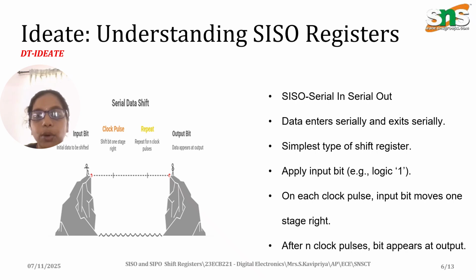First, let's discuss serial in, serial out. Serial in, serial out is SISO, in which data enters serially and exits serially. It is the simplest form of shift register. For example, if there are 4 flip-flops, initially we apply logic 1. At the end of the 4th clock pulse, the data will exit from the shift register. So after each and every clock pulse, the data is shifted from one flip-flop to the next.